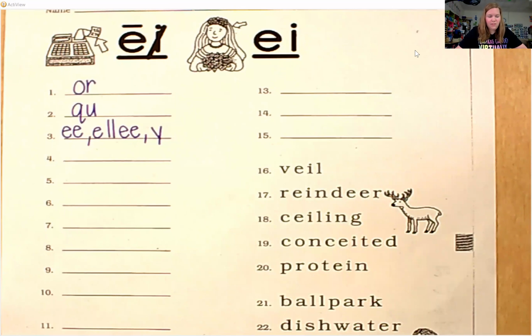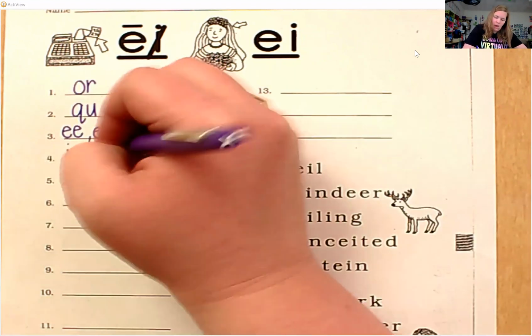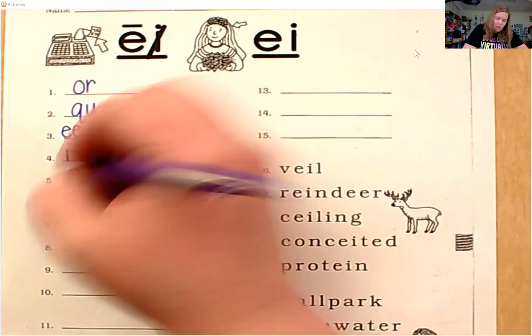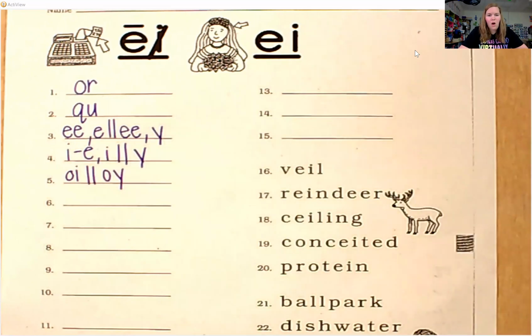Number 4 has 3 spellings. I, consonant E, comma I, final Y. I. Number 5, oi. Diphthong OI, final diphthong OY. Oi.